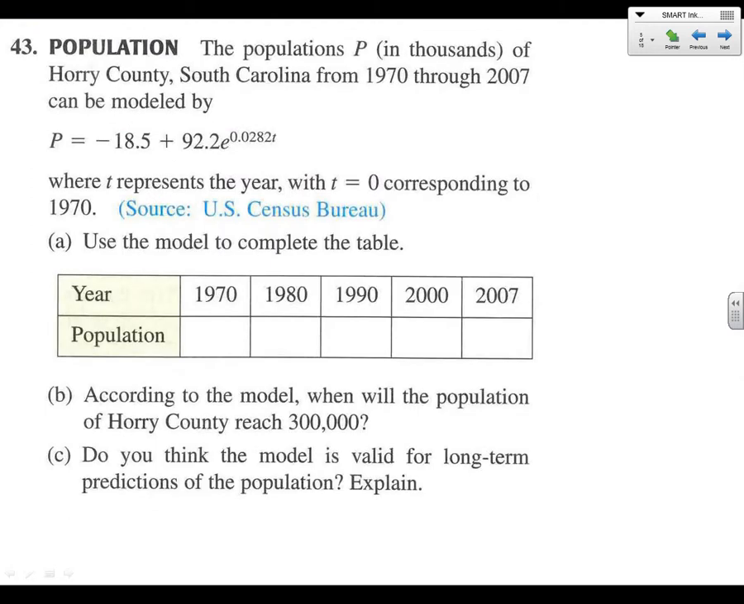See if you can do something with problem 43. Pause the video, give it a shot, and I'll be back with the answer when you're done. All right, for part A, they give us our equation, and I'm going to use the graphing calculator on this one. So let me flip it over and get the graphing calculator up.